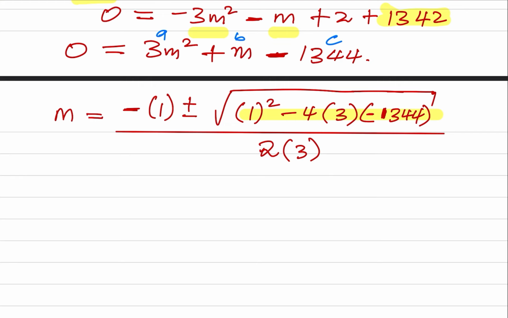I'm just going to use my calculator here. I'm going to say negative of 1, the square root of 1 squared, 4, then please bear with me. I do not like to use a calculator, but for this one, because it will waste my time, I'm just going to do it using my calculator.